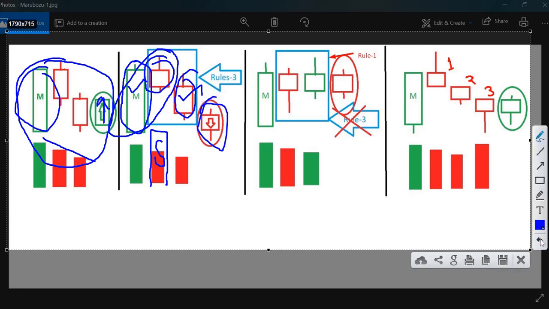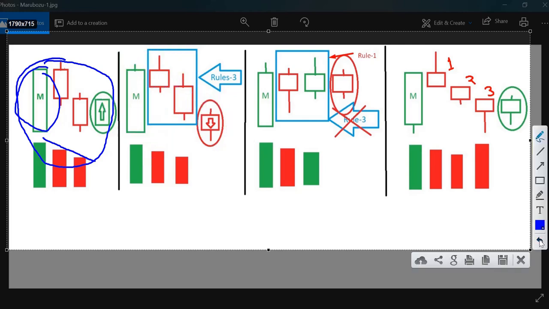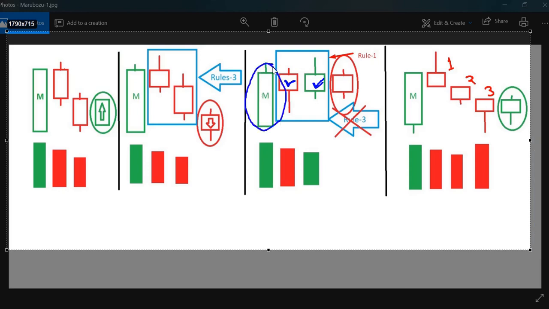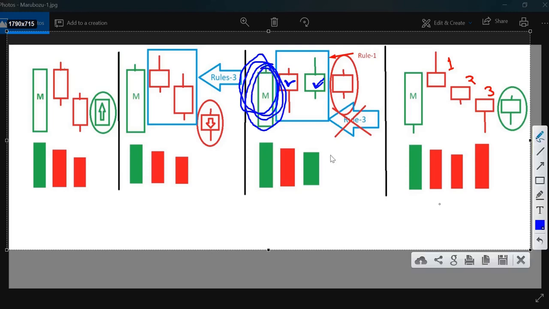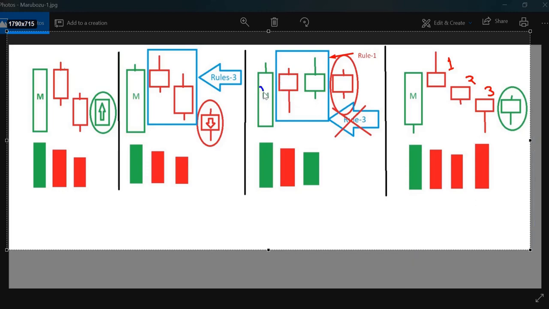Okay, now come to the next picture, the third picture. We know that in rule number 2 color change happened, right? Here we found that color change happened, but we can't apply Marubozu rules here, right? Here you can see that there is a Marubozu. We can apply the Marubozu rule here, but we have to apply rule number 2. But actually here also Marubozu rules are working.